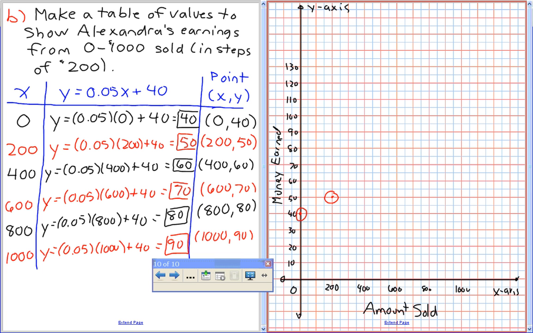It's an additional 50? No. She gets $10. Yes. So if she earns $200, she gets $10 from the sales, plus her original 40 that she started with. So every time, that's a good observation there. Every time she sells $200, she gets $10 more in her pocket, right? So 400 is going up by 10 again. 600 up by 10 again. 800 up by 10 again. And 1,000 up by 10 again.